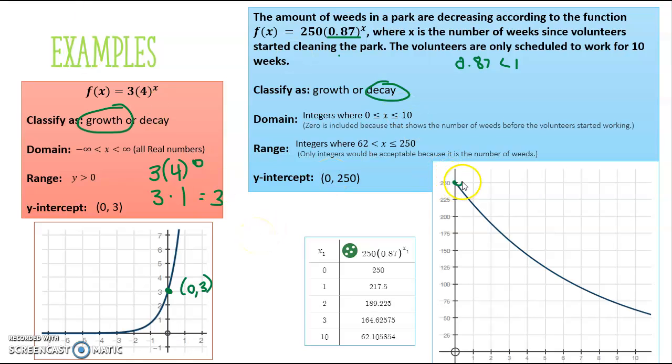You can see it here on the graph that the point (0, 250) is our y-intercept, but you can also find that by plugging a 0 into the original function and finding that initial value.